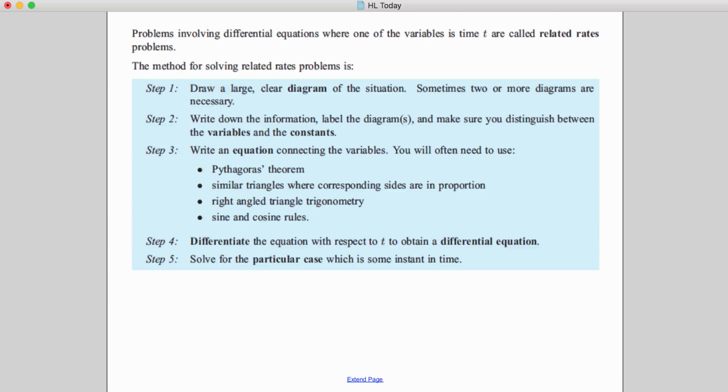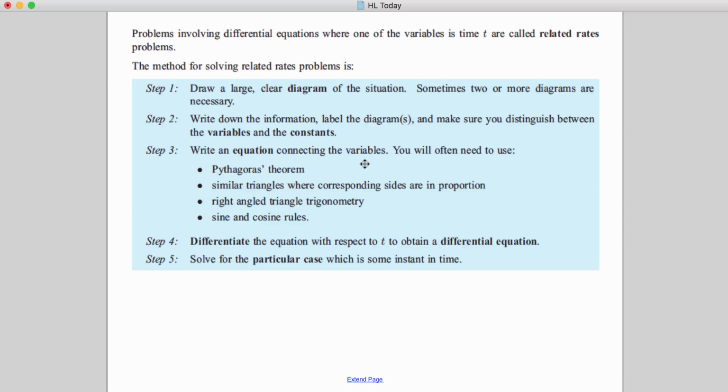Okay, so some nice tips here. Problems involving differential equations where one of the variables is time t are called related rates. And the method for solving the related rates problems is pretty straightforward. You always want to draw a nice picture of the situation. Make sure you have a handle on it. You want to write down the information and label the diagrams. And you need an equation connecting the variables.